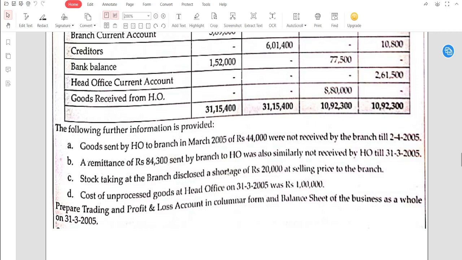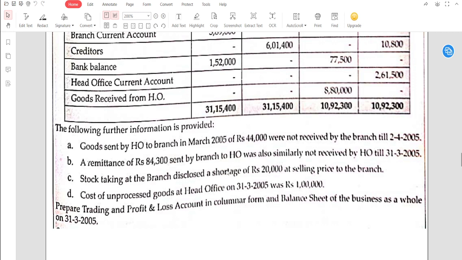Now the following further information is provided. Goods sent by the HO to the branch in March 2005 of rupees 44,000 were not received by the branch till 31st March 2005. It means it's goods in transit. A remittance of 84,300 sent by the branch to HO was similarly not received by HO. It means cash in transit. The branch sent the cash to the HO, but HO didn't receive it, so it will not be reflected in the books of HO.